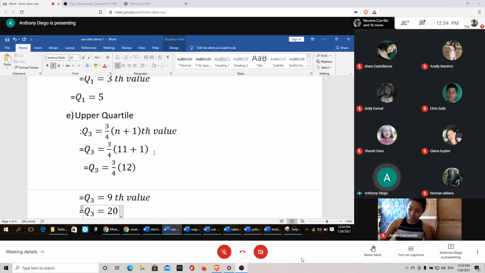So make sure that you know the different symbols representing the quartiles and the median. So if I give you Q2, it means it's the median, Q1 is the lower quartile, and Q3 is the upper quartile.